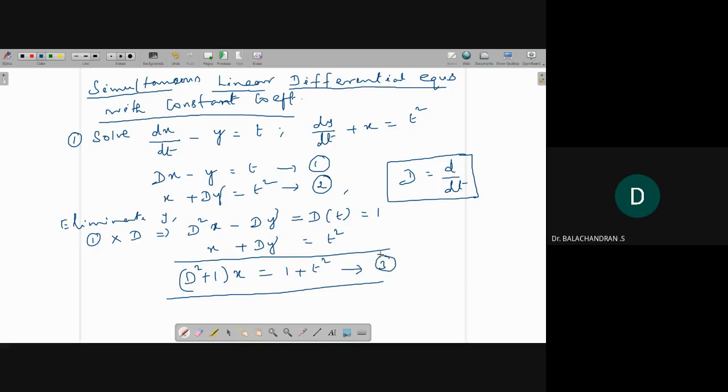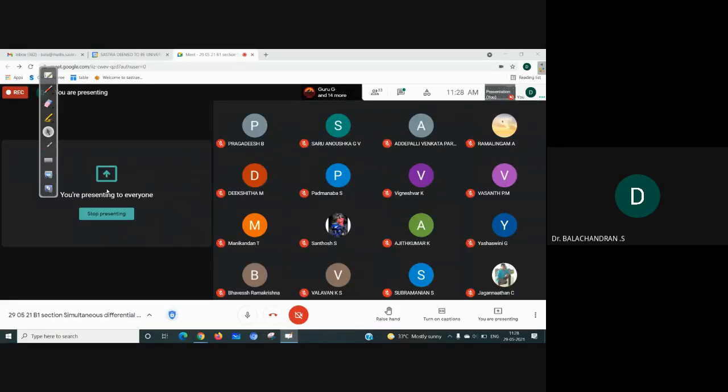Okay, well, now what we will do after getting equation 3? Anyone? Equation 3 is what? D square plus 1 into x equal to 1 plus t square. Sir, we can solve and get the auxiliary value. Sorry, solve. So we can solve and get the value of x.